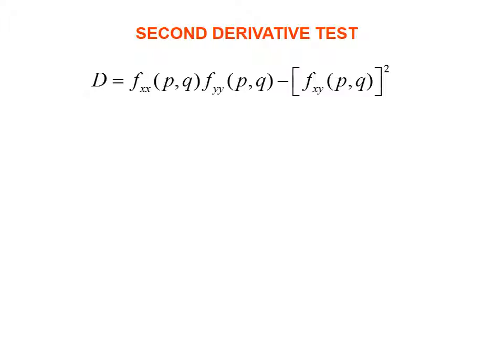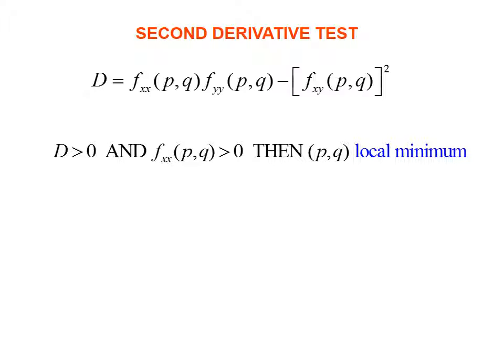Now here's what the second derivative test looks like. When you get this screen finished, you could print it off and have a little chart that has all of the things on it that you need for the second derivative test. This is called our discriminant.